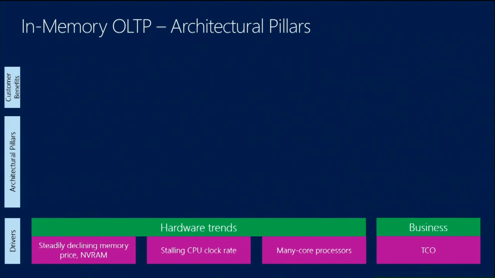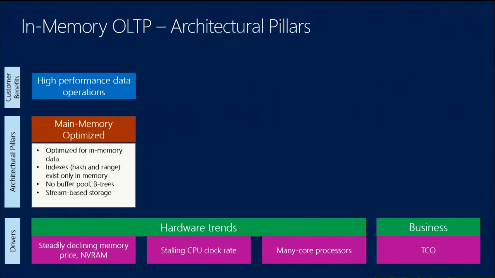So then I want to delve a little bit deeper into the architectural pillars of in-memory OLTP. At the bottom here, you see the main hardware drivers, as well as the main business driver. So we have the decreasing price of memory, stalling CPU clock rates, so individual cores cannot do more work. We cannot expect them to have more cycles available. But we do have many cores on the processors, so we need to deal with a lot of parallelism in the system. And still you want to have a low total cost of ownership.